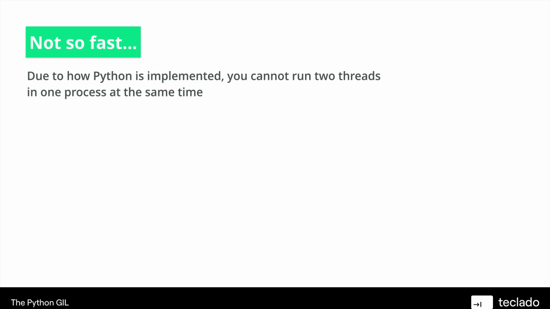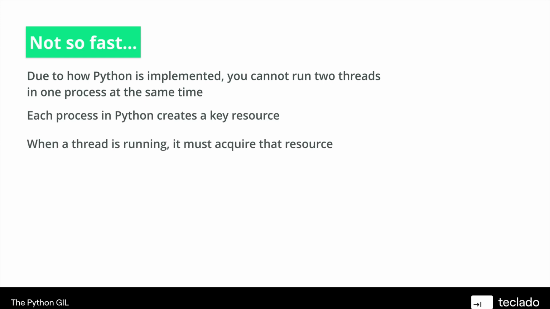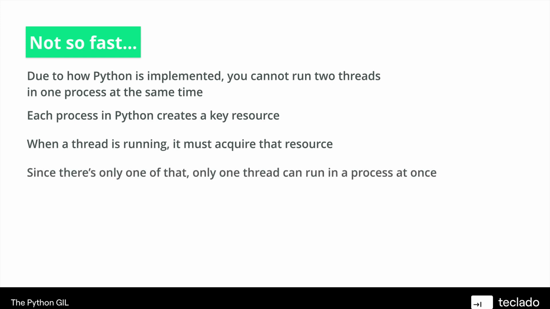And that's because each process in Python creates a key resource, a critical resource. And when a thread is running, it must acquire that resource. And every process creates only one of these. Okay, think of it like a core, except it's not a core, it's just another type of resource. The process creates this unique resource, and when a thread is running, it must acquire it. And Python is going to check that your thread has that resource before it runs it. And because there's only one of those resources, you can only run one thread in that process at once.